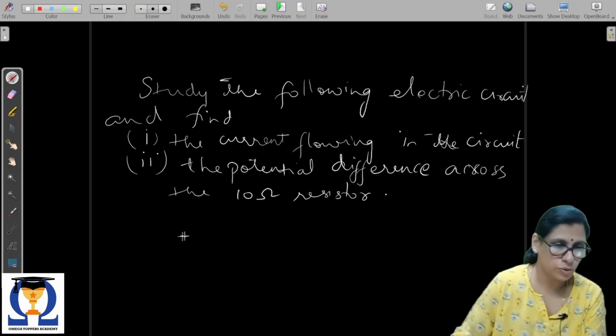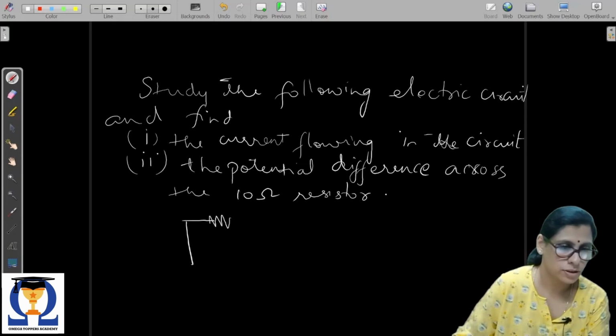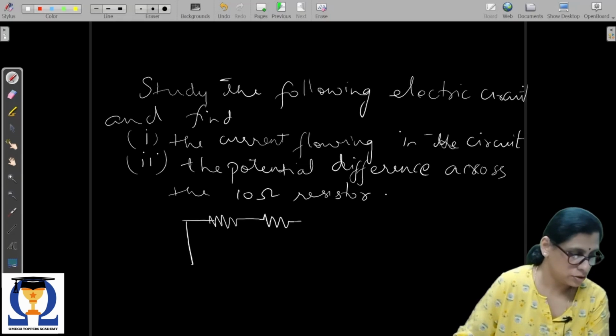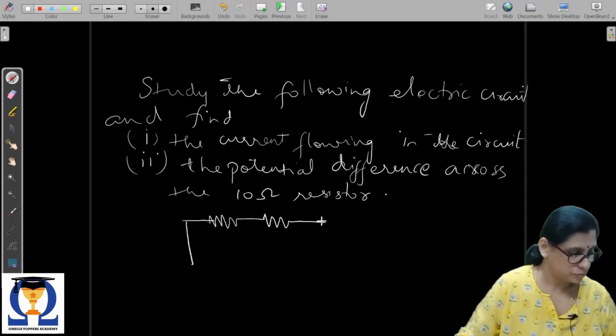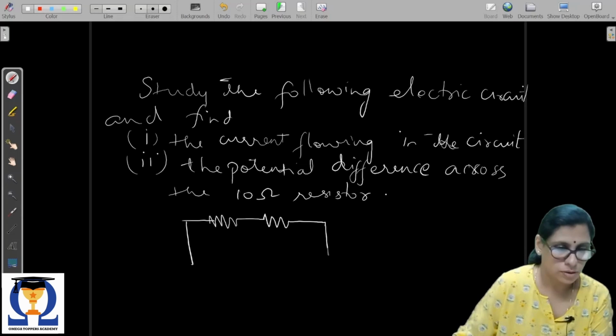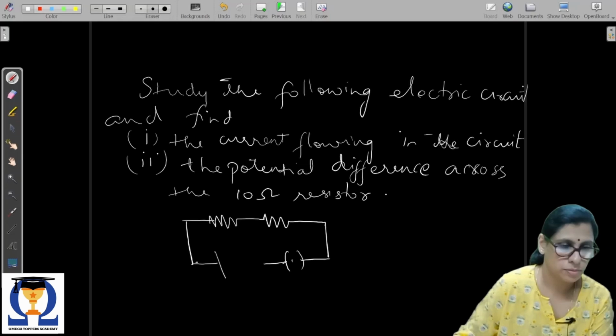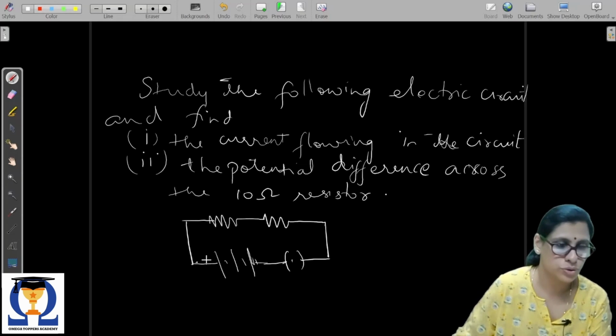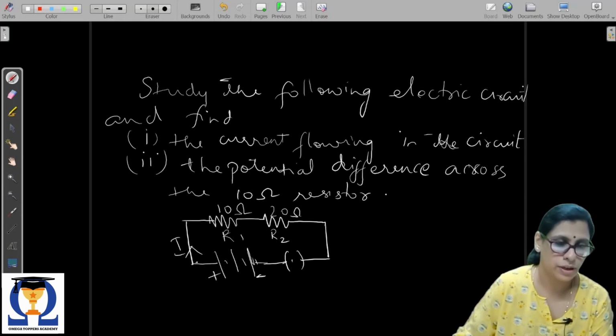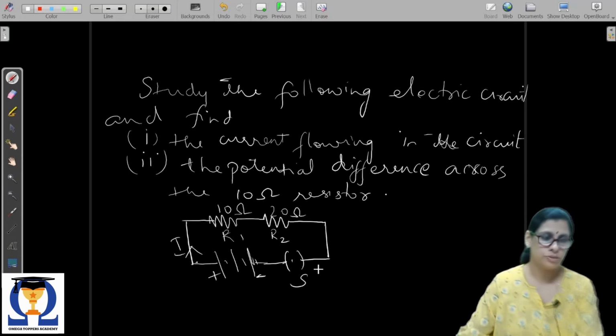So the given circuit is, there is a resistor here, there is a resistor here, there is a switch or a key, and there is a battery connected to the circuit. This is the positive side, this is the negative side. The flow of current is I. This is R1, which is 10 ohms. This is R2, which is 20 ohms, and this is the switch.